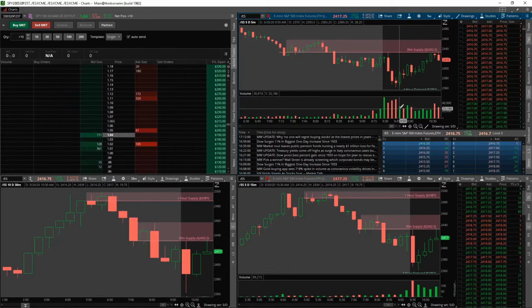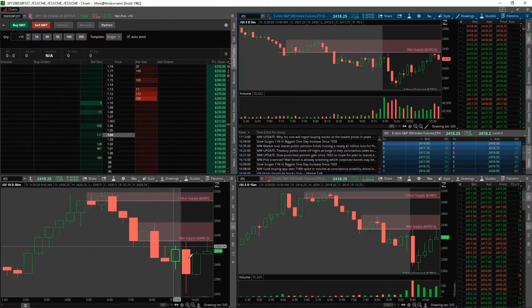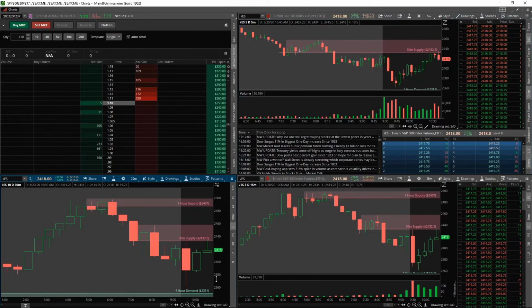We break above that supply zone, and then price maneuvers through that whole zone, which means all the orders that are there that created that imbalance should have been filled. And if we don't get that reaction, then it's obviously an invalid trade. So we have a 30-minute supply. Again, target is down here.